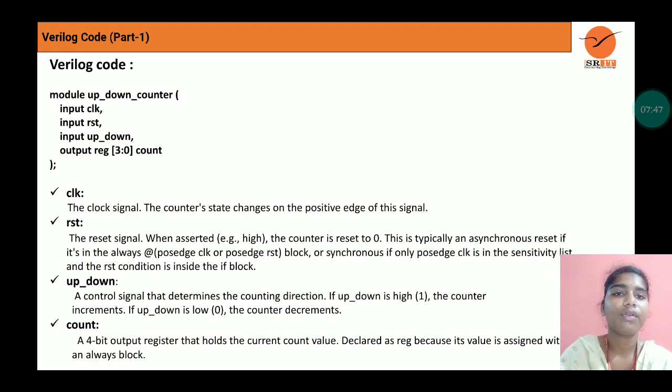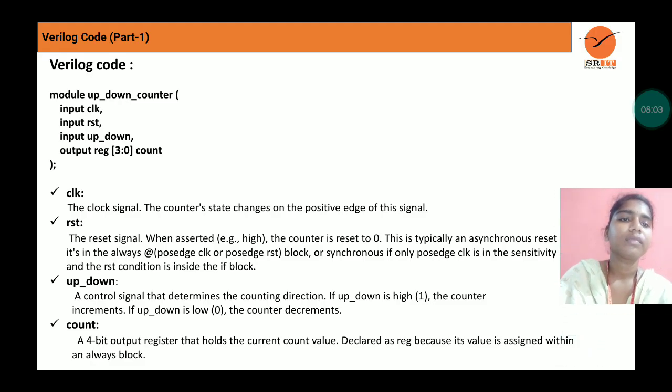Up_down is a control signal that determines the counting direction. If up_down is high, the counter increments. If up_down is low, 0, the counter decrements. Count is a 4-bit output register that holds the current count value, declared as a reg because its value is assigned within an always block.